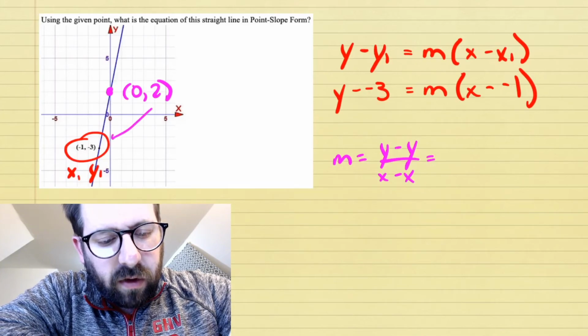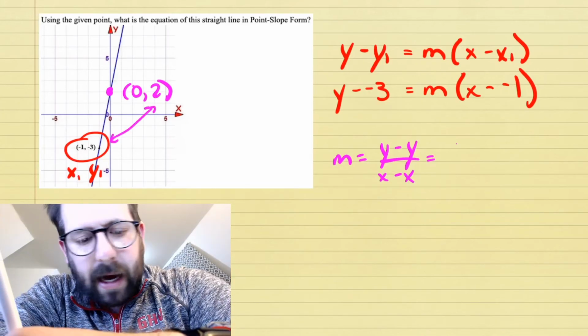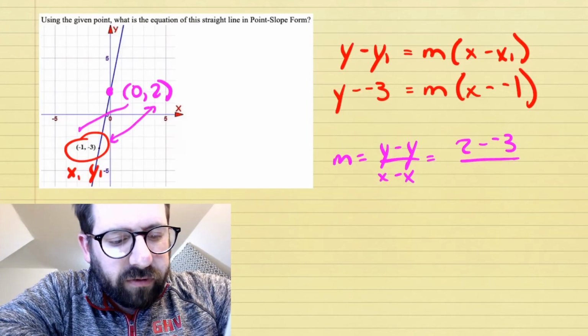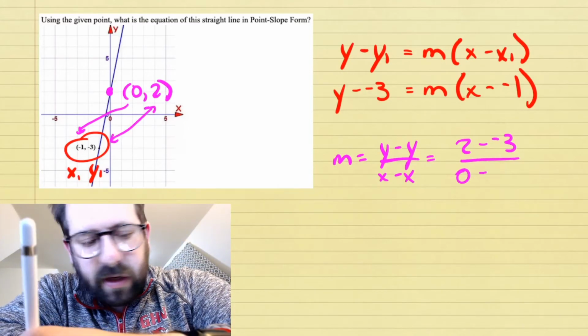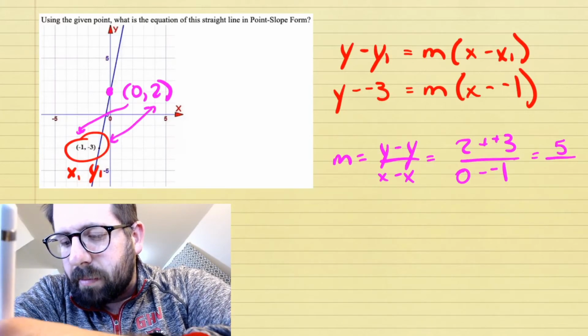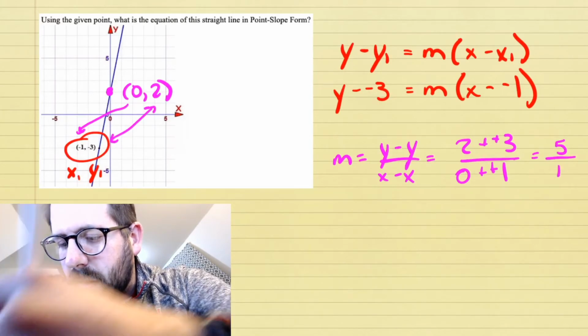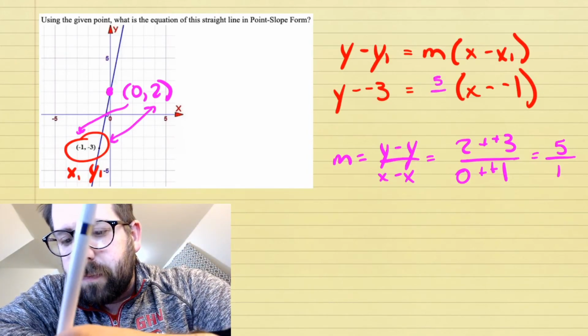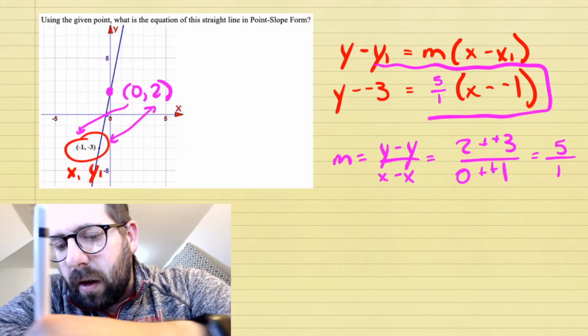Okay, so these are the y numbers. I'm going to subtract those on the top. So 2 minus the negative 3. And then the x numbers are the front numbers. So that's 0 minus the negative 1. So this is going to end up being a 5 on the top because of the plus. And then this is going to end up being a 1 on the bottom. And here's my final answer here. And there you go.